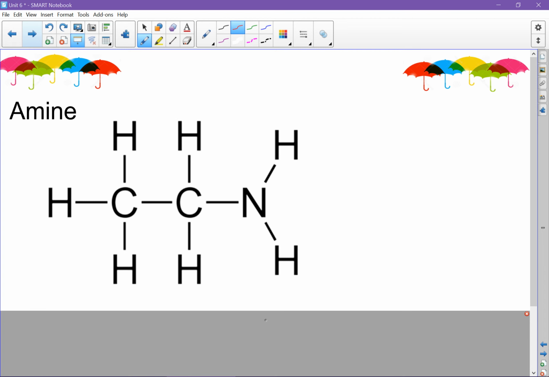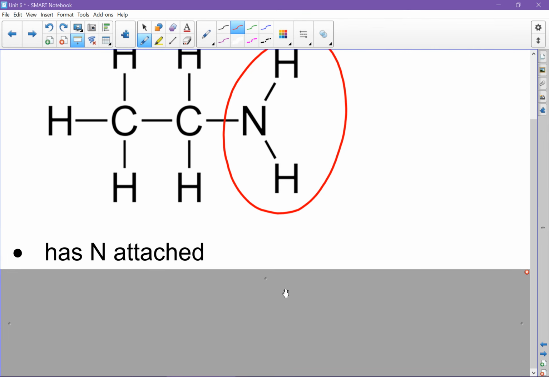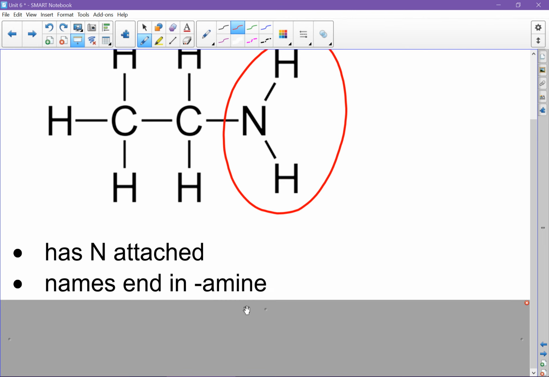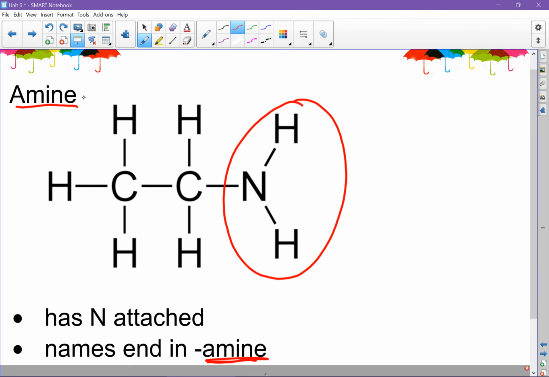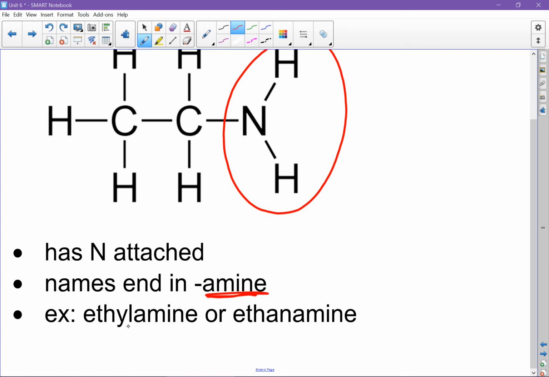Last one, we've got something called an amine. The functional or special group here is this NH. So an amine is any time that you have a nitrogen attached to some organic molecules. The names will literally end in -amine, so that's a very easy one. It matches the original name. So our example up at the top is ethylamine or ethanamine. It's the same thing. They both have eth. The reason that we have that eth is because there are 2 carbons. And the amine is in there because of the nitrogen that we have.